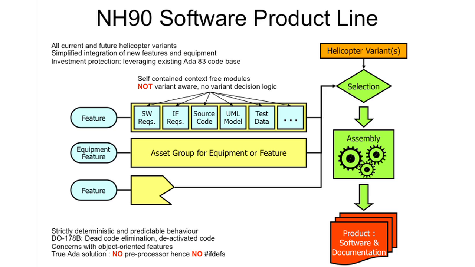In order to handle these variants, we came across the concept of the software product line. The idea behind that is that we try to handle all future and all current helicopter variants out of this single product line. The idea is to have what is called assets, which can be reused for all these different variants.